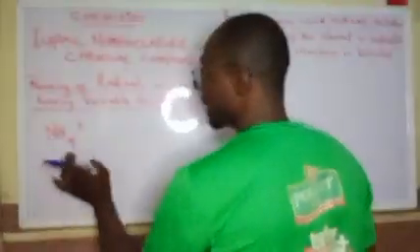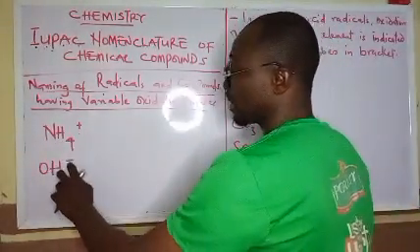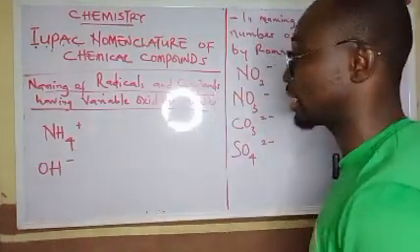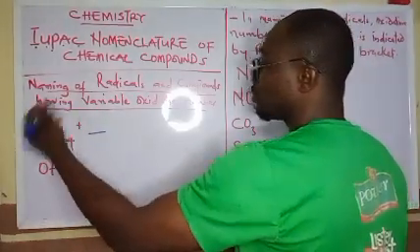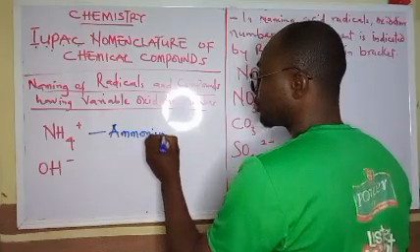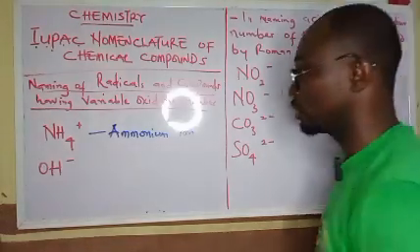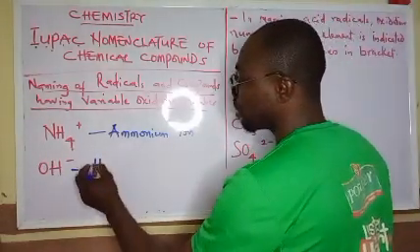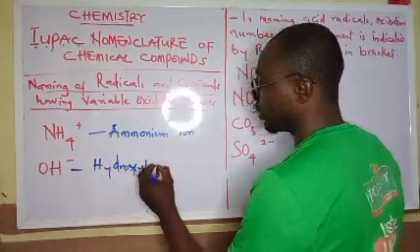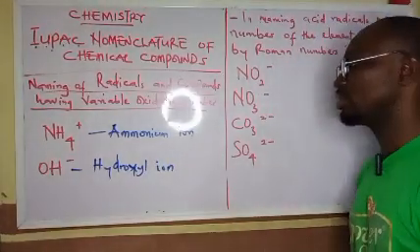Now, for example, if you look at these two radicals, we see that one is carrying a positive charge and the other one is carrying a negative charge. So how do we name these two radicals? The naming of these two radicals is ammonium ion. This is an ammonium ion. So this is a hydroxyl ion.